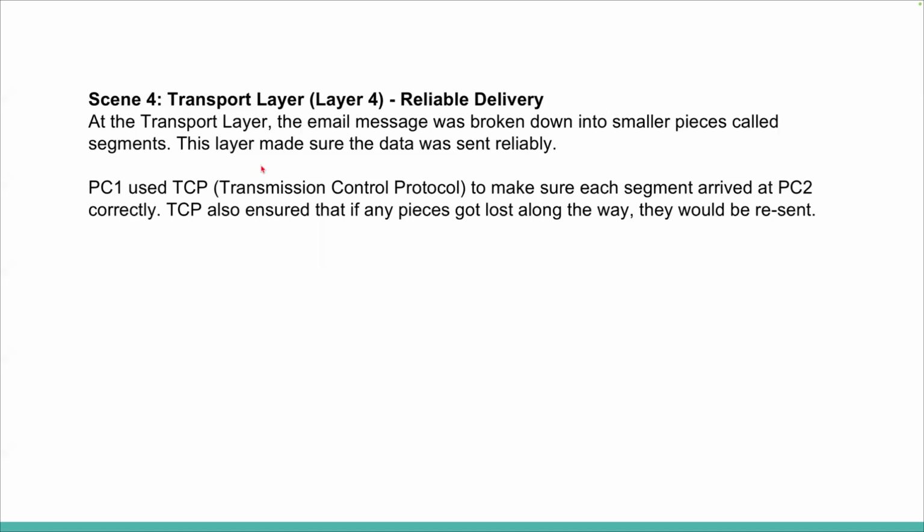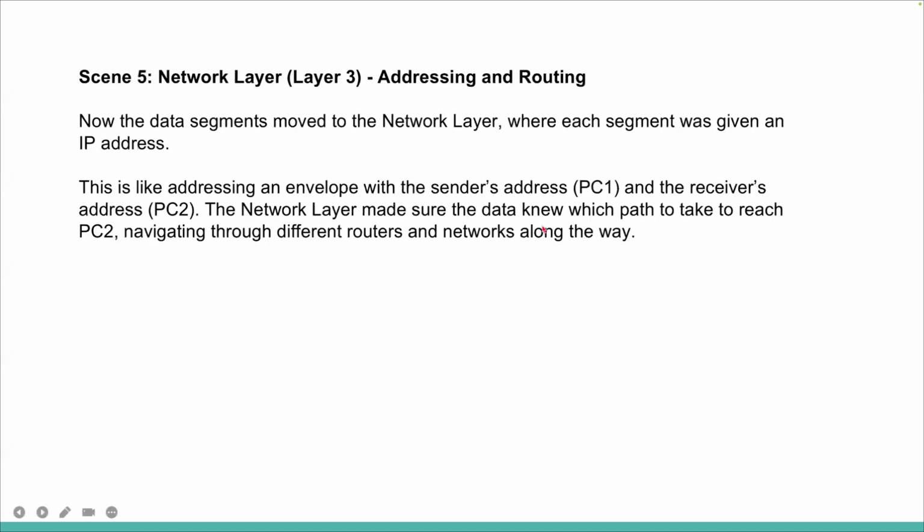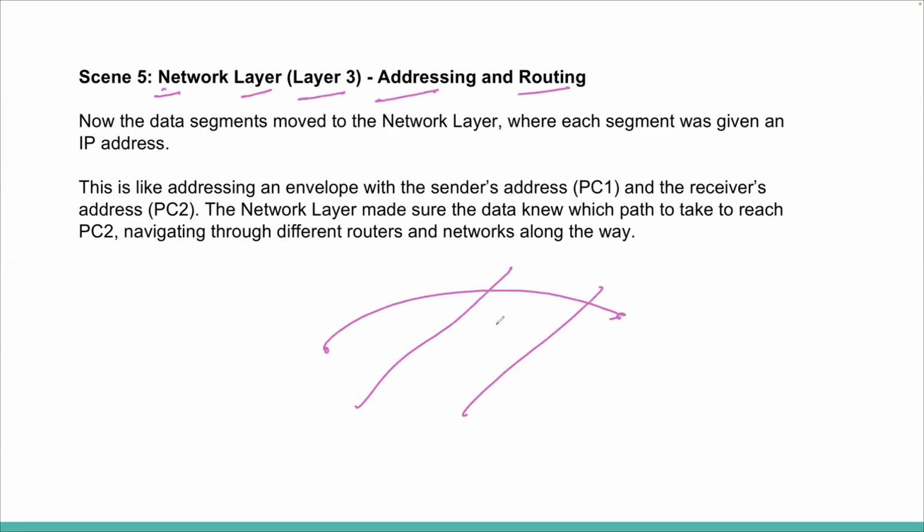We should always have a copy, so that if something is missing, I can resend it again. Reliability. Now next, scene 5 happens, where you have the network layer, nothing but layer 3, where addressing and routing will happen. See, now the bridge is formed through that river. Now this bridge is formed where I'm going to send the actual user data.